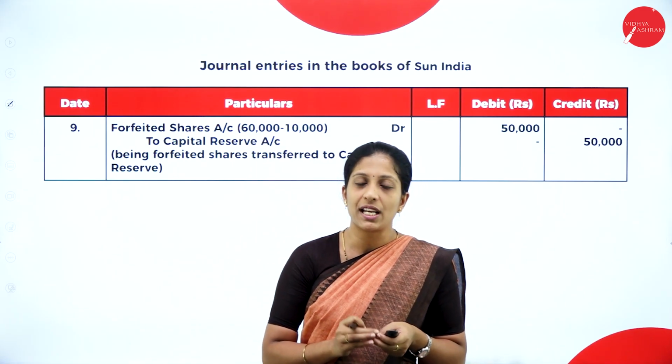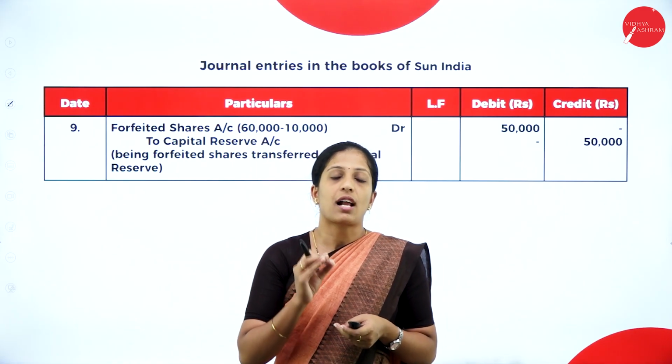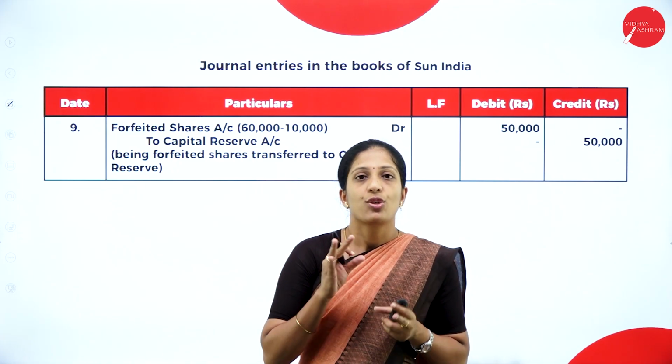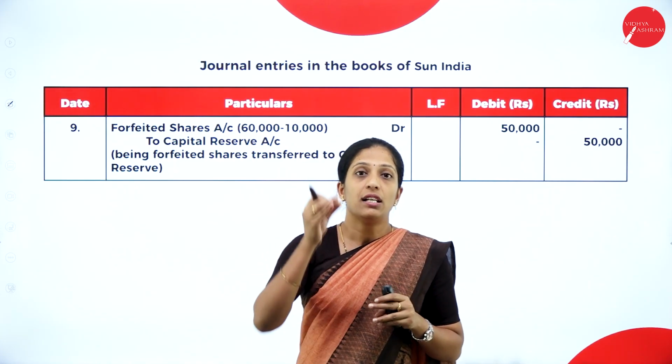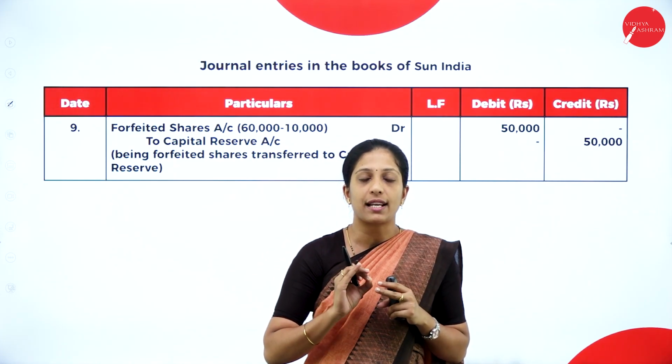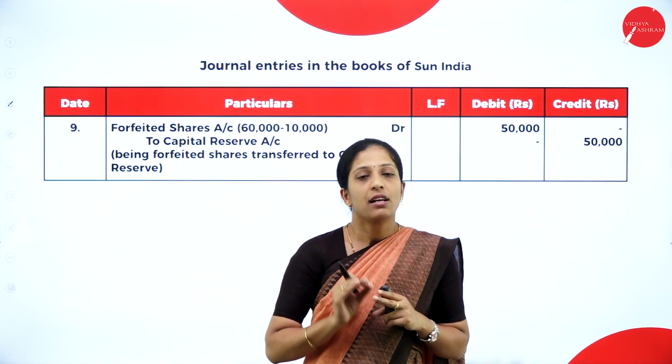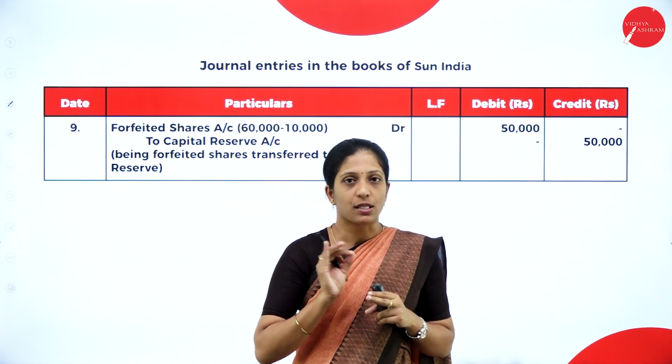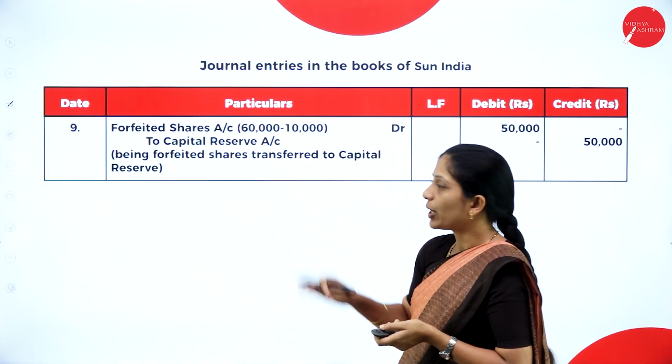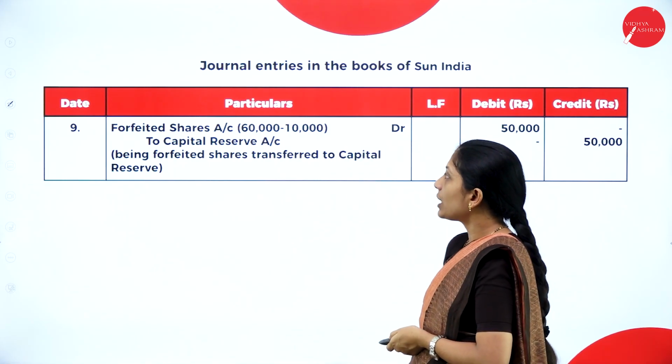Your narration will be: being forfeited shares transferred to capital reserve. So hope you are clear about the question. Just you have to remember all the 9 entries and you can immediately post the amount in the respective entries. Okay, so hope you are clear about it. Now moving on to the next question.